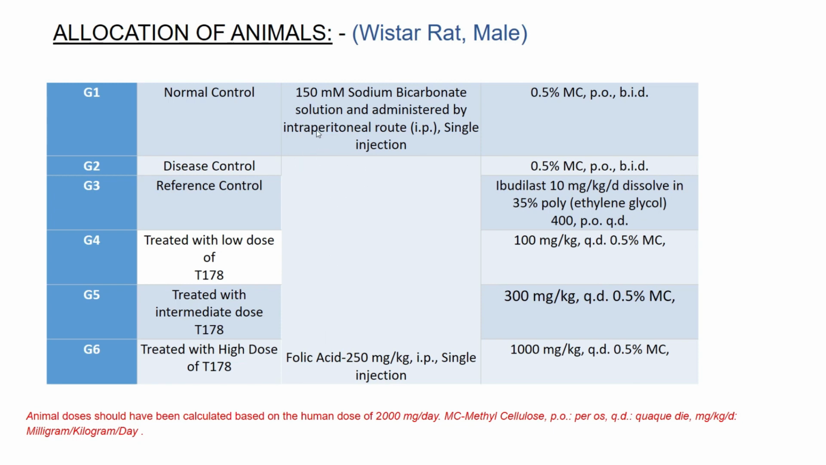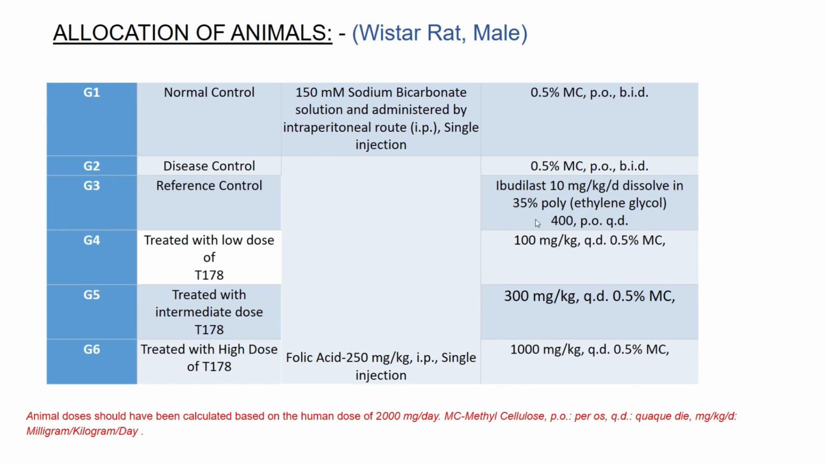For induction we will prepare 150 millimolar sodium bicarbonate solution. In that we have to add 250 mg per kg folic acid as per the dose preparation, and in a single dose IP we will give it to all animals G2 to G6. All groups we have to give the doses, and these are the reference control.